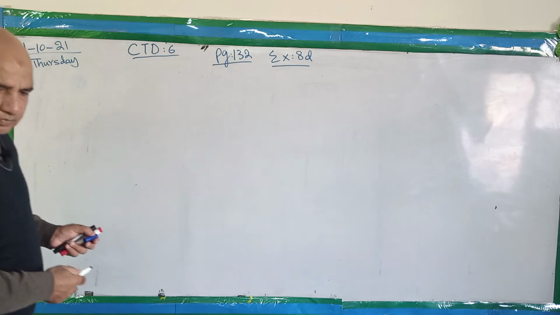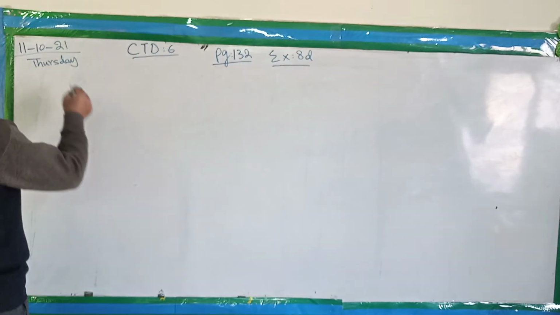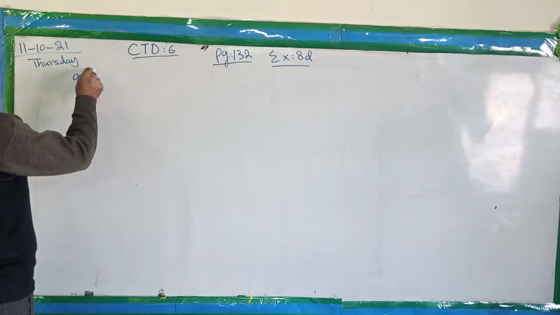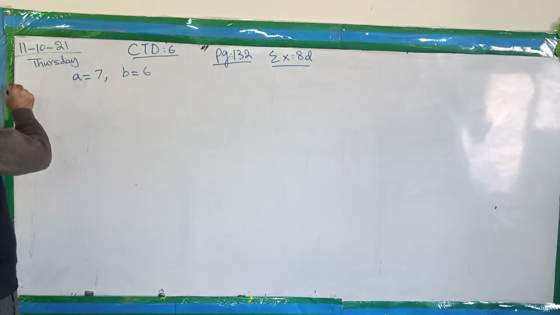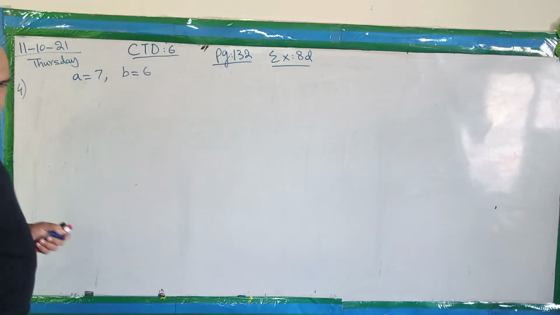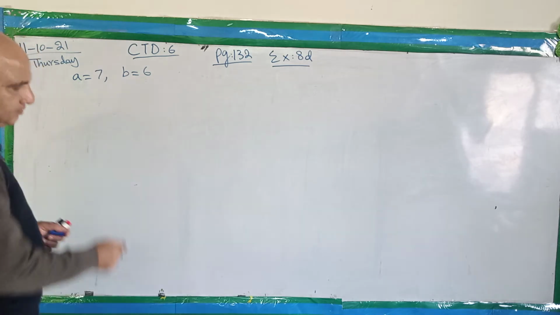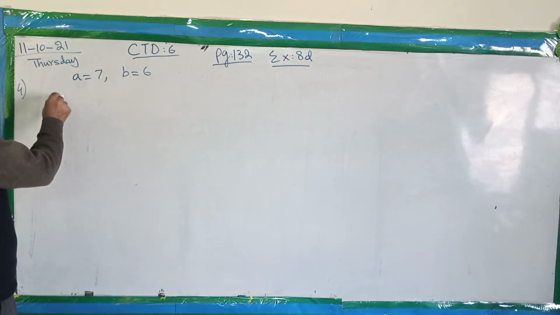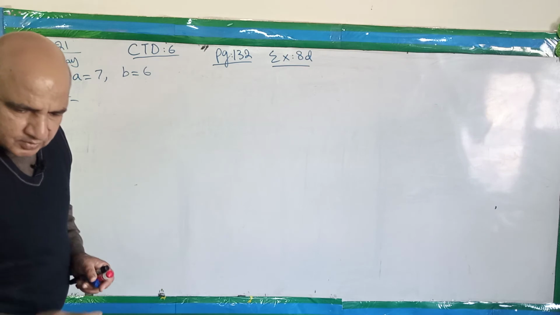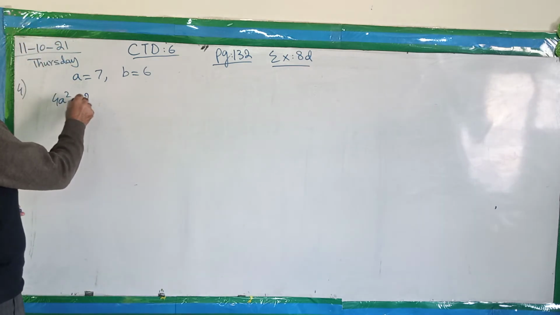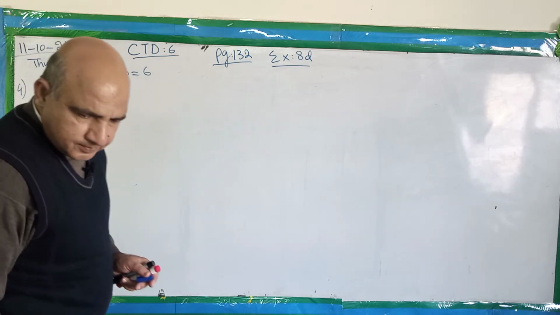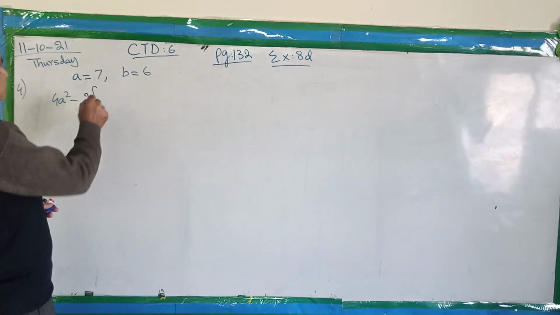Question number 4. The value of A is 7 and B is 6. This is question number 4? Yes, sir. Okay. 4A square minus 2. This is the last question of this exercise. And this is the last exercise of this chapter. Yes, sir. Minus 2 B plus C plus A.